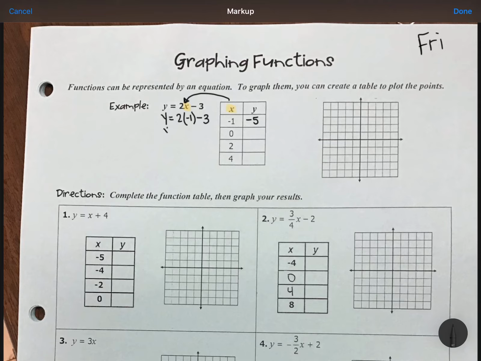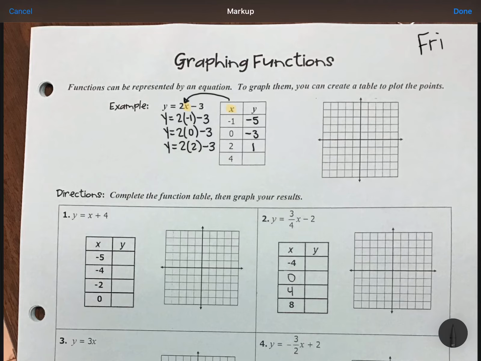Next, we're going to plug in a 0. So now I have an equation of 2 times 0, take away 3. 2 times 0 is 0, take away 3 is -3. So you would write that number down in the y column next to the 0. Next, we're plugging in a 2. So 2 times 2 minus 3. 2 times 2 is 4. Take away 3 is 1.